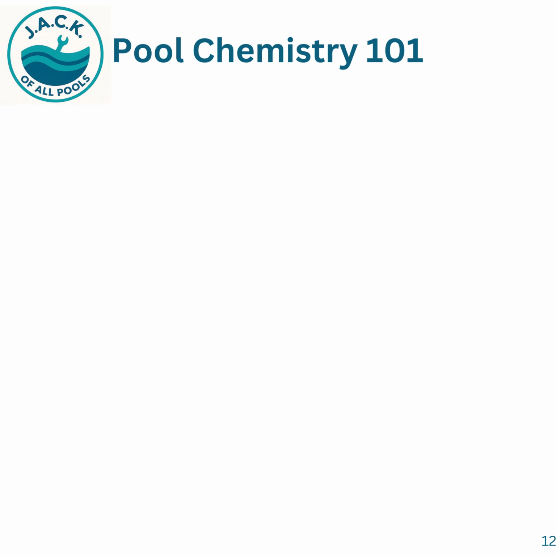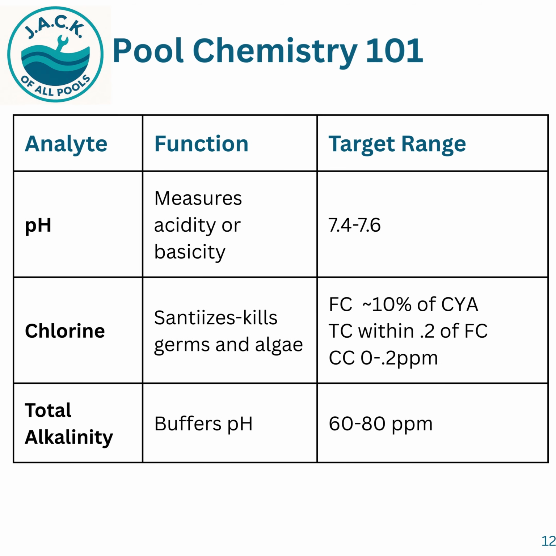Let's do a quick recap of the core elements of pool chemistry you've learned so far. pH measures how acidic or basic your water is. You want to keep it between 7.4 and 7.6 for swimmer comfort and chlorine efficiency. Chlorine is your main sanitizer. You learned the difference between free, combined, and total chlorine, and why free chlorine is what really matters for sanitization. Total alkalinity stabilizes your pH, helping prevent big swings. It's like a buffer that keeps your water balanced.